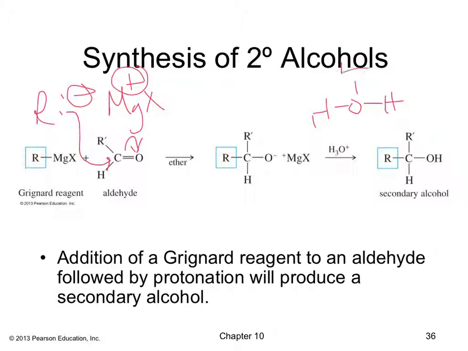So here's the H3O plus. Here, electrons from your oxygen, from the alkoxide, will pluck off a hydrogen, quenching the positive charge, generating your secondary alcohol.